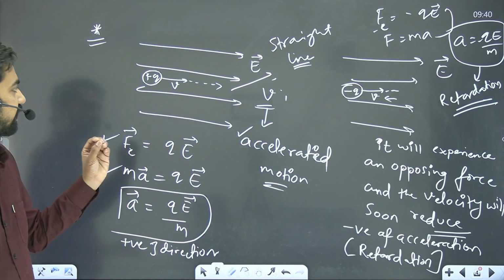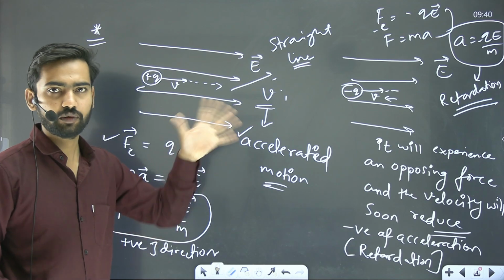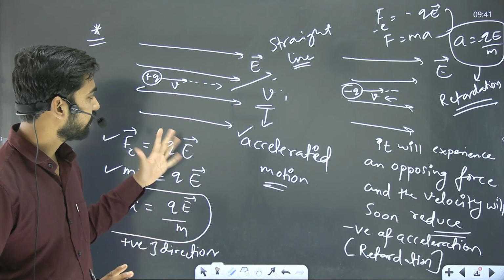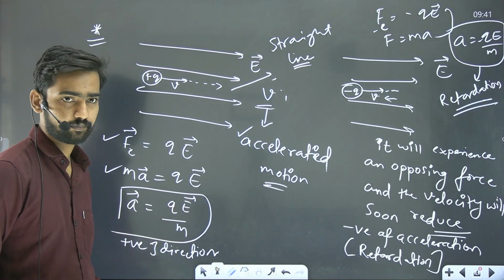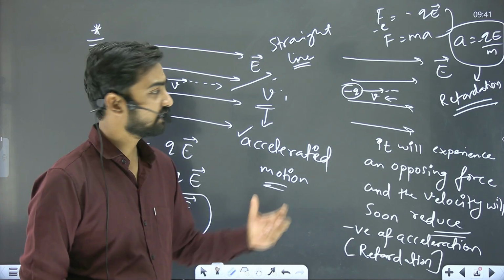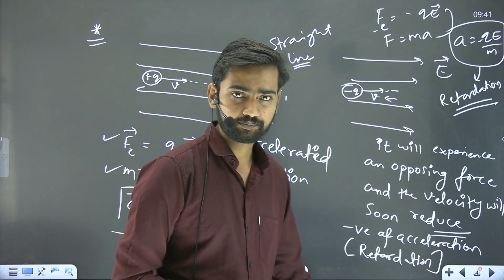I hope we get a clear idea about the motion of a charged particle in a uniform electric field. What is the acceleration that comes out? It's QE by M. And in case of retardation, it comes to minus QE by M. Yeah, good.